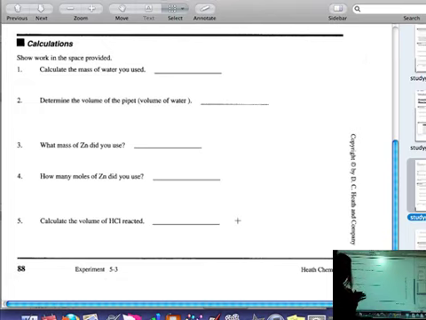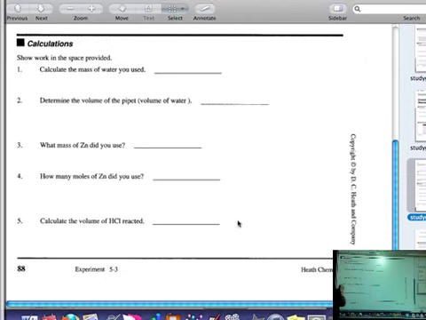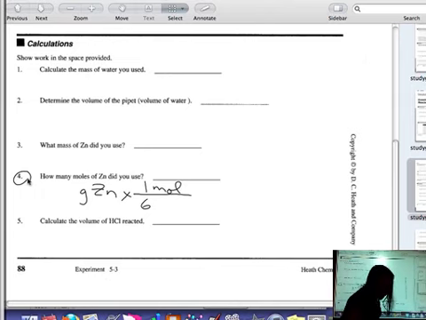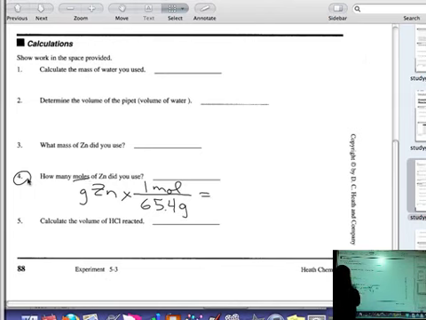You're also going to use the masses of the cup and zinc to figure out how much zinc you used. And then we've done number 4. We've done number 4 a bunch of times. So you're going to take the grams of zinc times the amount of moles of zinc, which I think I just said was 65. My periodic table I got here, 65.4 grams. Okay? And that gives you an amount of moles of zinc.